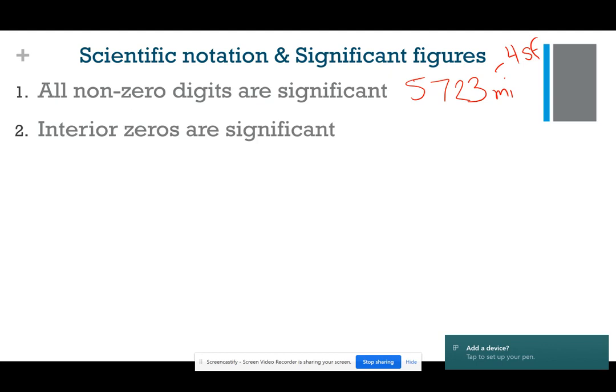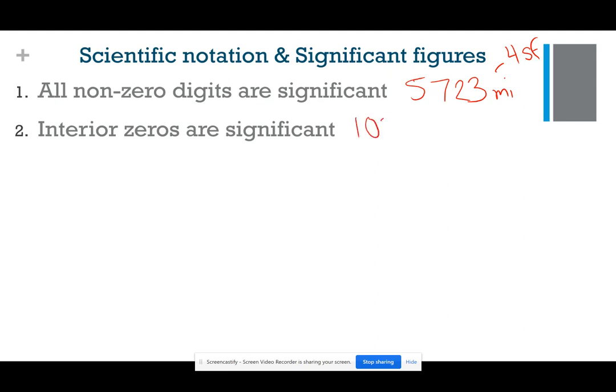Any interior zeros are significant. So if you find a zero smack in the middle of a number, that zero is a significant zero, and we would certainly count that. So an example of this might be 103.5 degrees Fahrenheit. So we see that zero right in the middle of the number, so that one is certainly significant. So again, this one would have 4 sig figs, the 1, the 0, the 3, the 5.